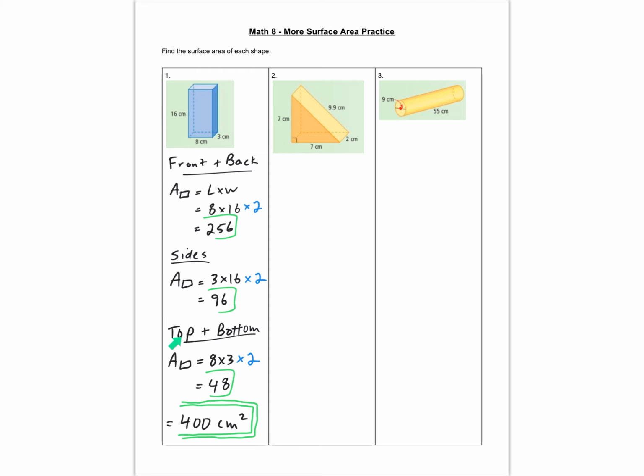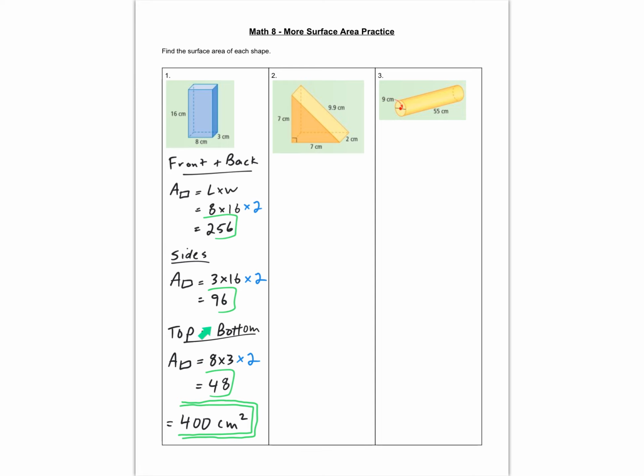Then we have the top and bottom. So the horizontal by the vertical. Now I understand these are both on the bottom, but it's basically like you just take the two dimensions. So this dimension, we have to multiply it by the only other dimension that would make sense for the top and bottom, and that's this 3 here. So we're going to have 8 times 3, and then times it by 2 again to get the top and the bottom together.